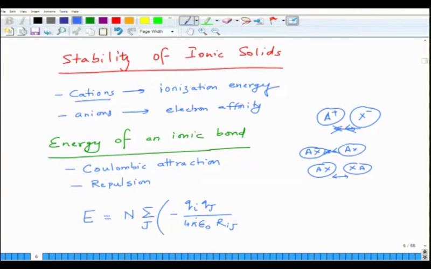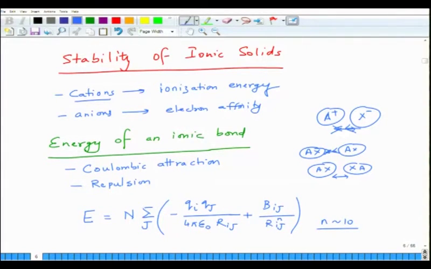So i is the reference atom or reference ion, and then you have these two terms, one is the attraction term, second is the repulsion term, B_ij divided by r_ij to the power n, and B is a constant here and n takes a value of about 10 in this case. So for every jth neighbor, you have to sum this energy and multiply by N, which is the number of molecules in the system.